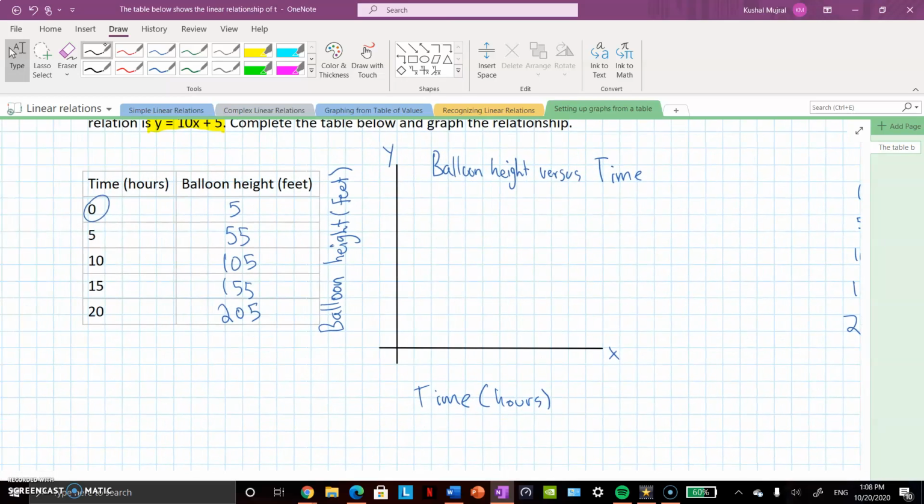Okay, so let's look. We have 0, 5, 10, 15, and 20. So we can split this into 5 pieces. This would be 0, this would be 5, this would be 10, this would be 15, this would be 20, and that's perfectly fine. We could even go 3 at a time. Actually, let's go with 3 at a time here. Let me just put that back in. Okay. So this will go over here. This is 5, this is 10, this is 15, and this is 20.